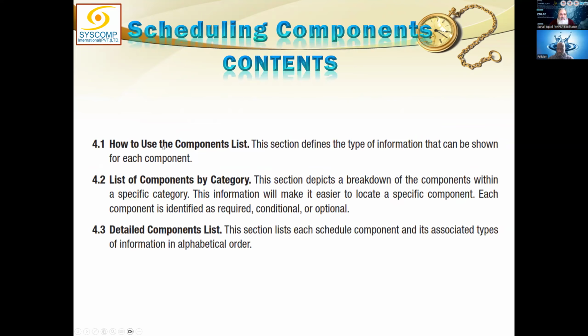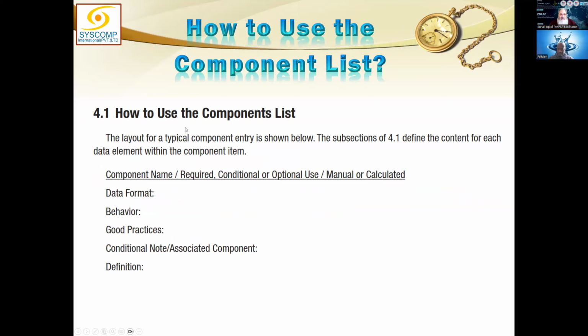Okay. How to use this component list? This section defines the type of information that can be shown for each component. Then we have the list of components by category and then by a detailed list. So first of all, how to use them? These are the various things which we could show as a card for each component.